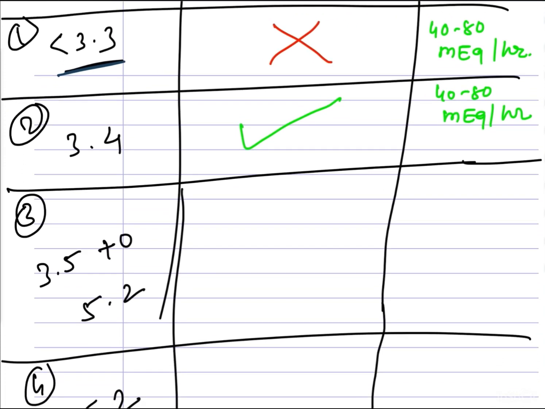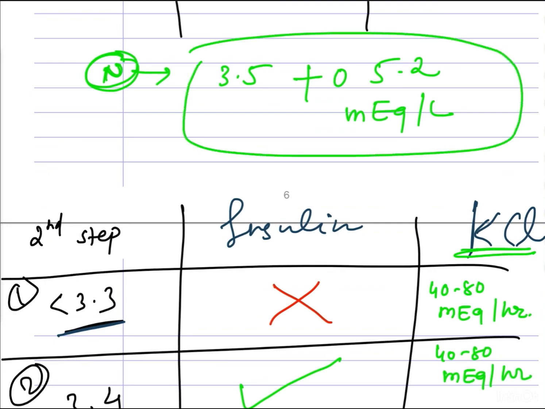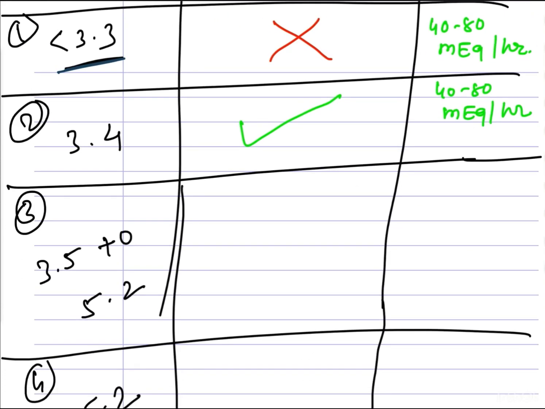Now, our potassium level in patient 3 is normal, in the normal range, because 3.5 to 5.2 is the normal range of potassium. So assume that the patient is having normal potassium. So what will we start? Of course, we will give insulin, because insulin is the treatment of diabetic ketoacidosis.